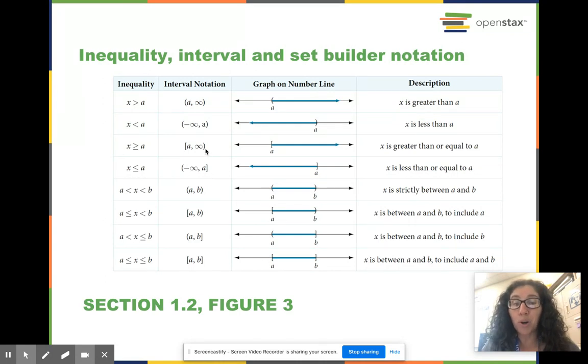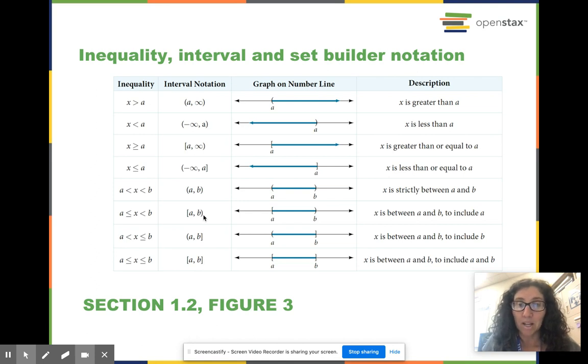So something important, we always use a curved bracket for infinity because you can never actually include infinity, right? Infinity doesn't exist. It goes on forever, so you can never actually include infinity. So if you have an infinity in your interval, it always has a parenthesis next to it, never a square bracket. And here we're going from A to B, with either a square or a curved bracket or parenthesis on either side of the interval.